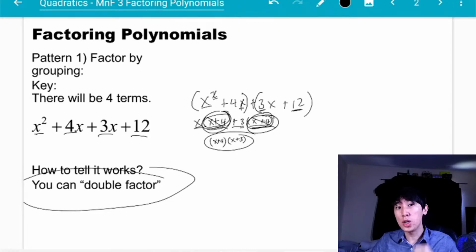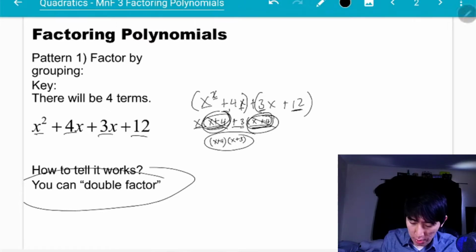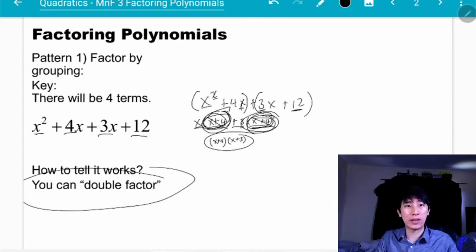After that, the way we know we're allowed to actually do it, because it doesn't always work, is that after we factor the first time, there will be something in common, like this x plus 4 that we can take out again. Okay, that's the first one.